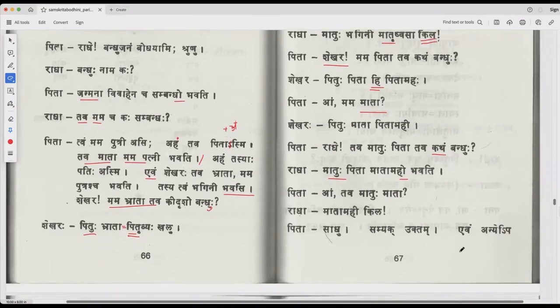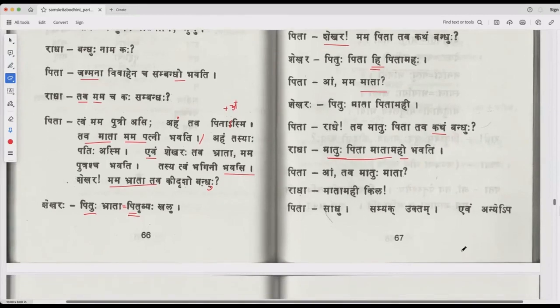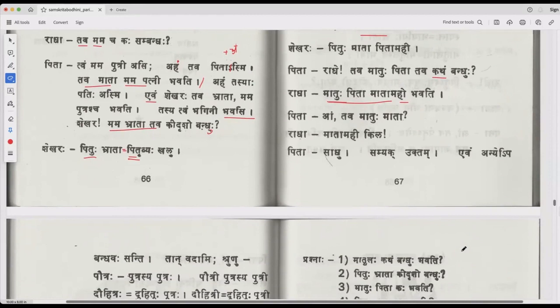Next. Tava matuhu mata? Your mother's mother? Matamahi khalu? Grandmother? So how do you construct the sentence like this as an answer? Matuhu mata matamahi khalu. Good.